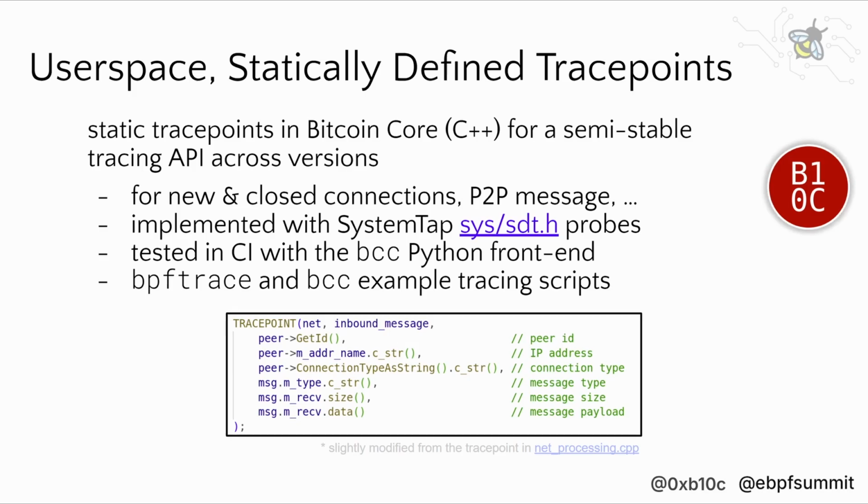The tracepoint interface is tested in the CI with the Python frontend for BCC, and there are bpftrace and BCC example tracing scripts. The snippet shows the tracepoint for inbound P2P messages. 6 arguments are passed to the tracepoint with information about the peer which sent the message and the information on the message and the message payload.